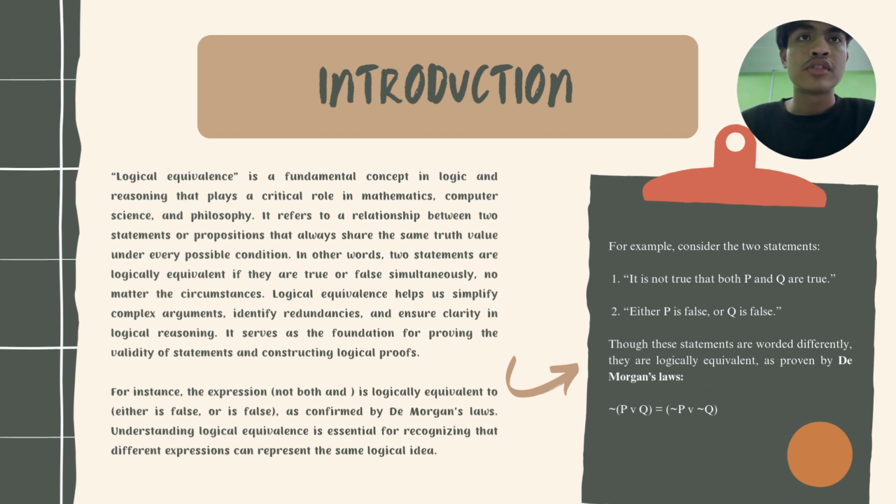For example, consider the two statements. The first statement is, it is not true that both P and Q are true. The second statement, either P is false or Q is false. Though these statements are worded differently, they are logically equivalent as proven by De Morgan's law.